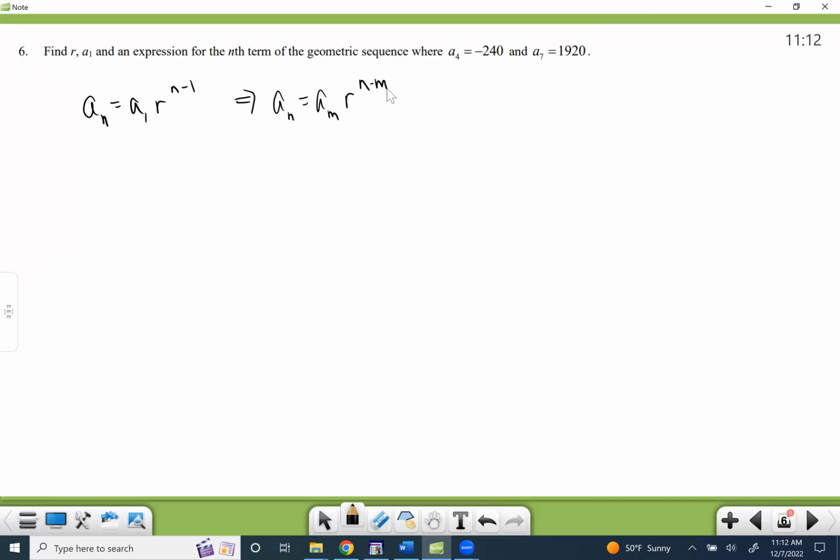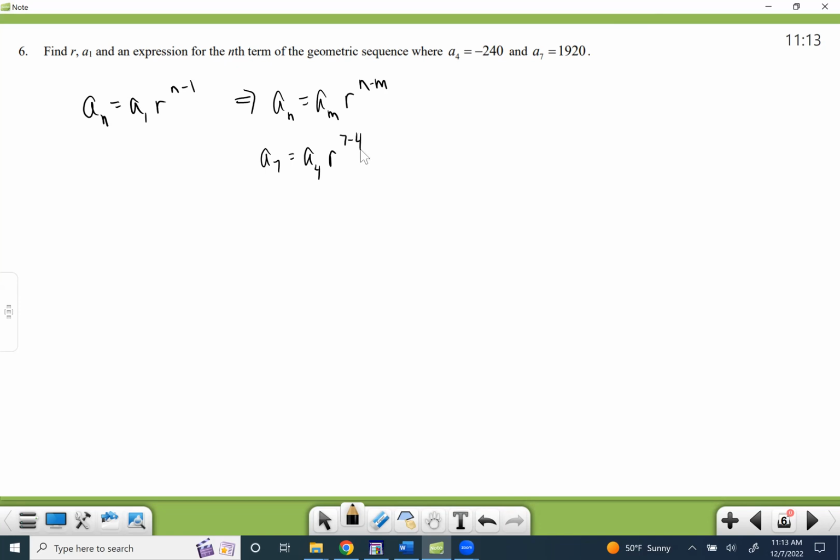And what this does is it allows us to use the formula without having to know the first term. Now I can know any term. So in this case, this 4 would be my M, and this one would be my N, and I would plug them in. So I have the 7th term, and I have the 4th term.